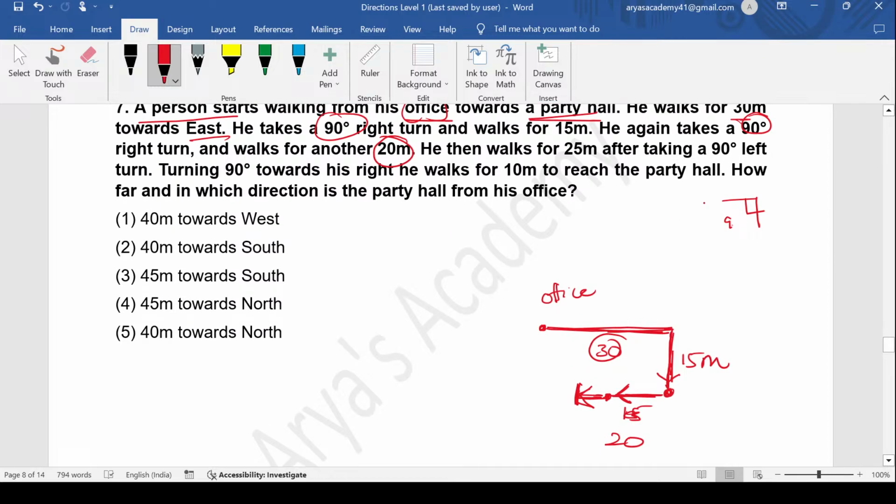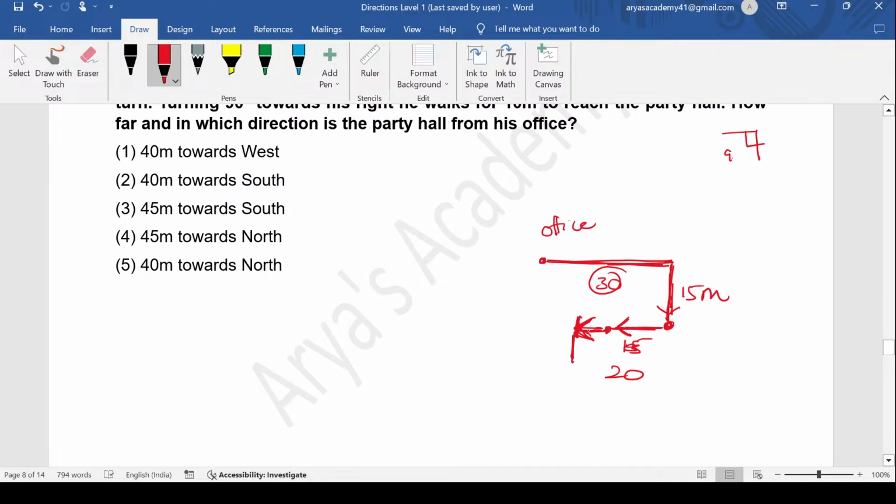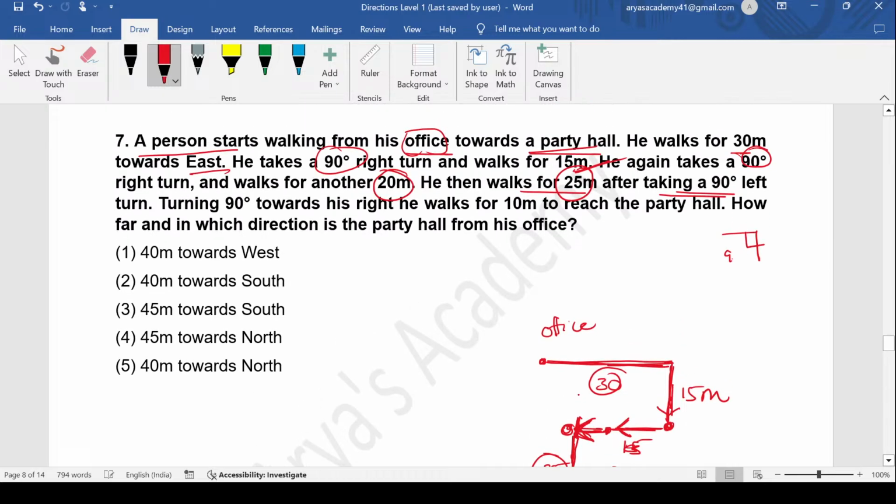Now what happens? He then walks for 25 meters after taking a 90-degree left. So this is my direction. If I turn left, I have to come down, that is towards south. And he is walking how much? See, look at the distance, 25 meters. So he is going towards south now, for 25 meters. So from this point to this point, the distance is 25. He is moving in the south direction now.